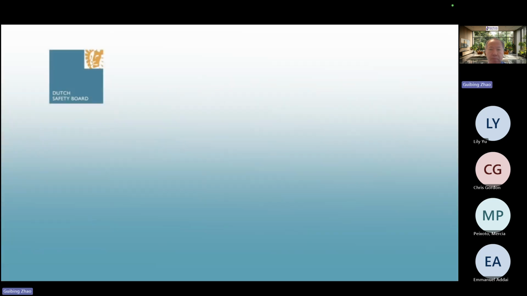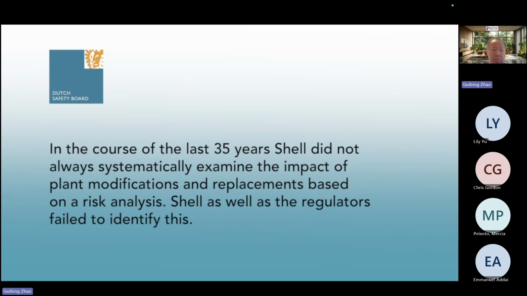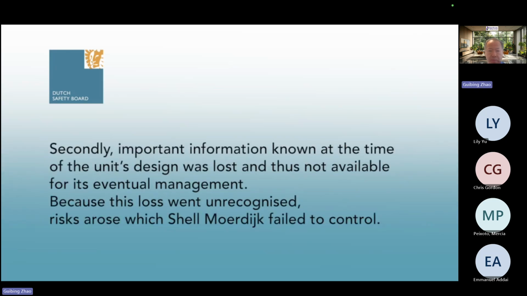The Dutch Safety Board has concluded Shell considered fluctuations of this kind during startup to be quite common. In the course of the last 35 years, Shell did not always systematically examine the impact of plant modifications and replacements based on a risk analysis. Shell, as well as the regulators, failed to identify this. Secondly, important information known at the time of the unit's design was lost, and thus not available for its eventual management. Because this loss went unrecognized, risks arose which Shell Moerdijk failed to control.